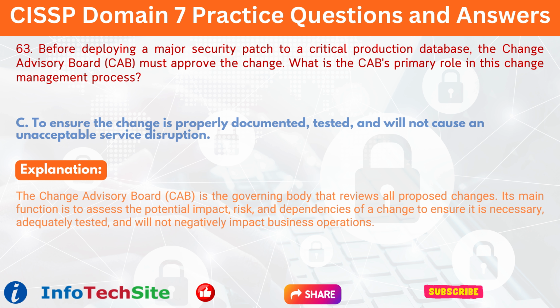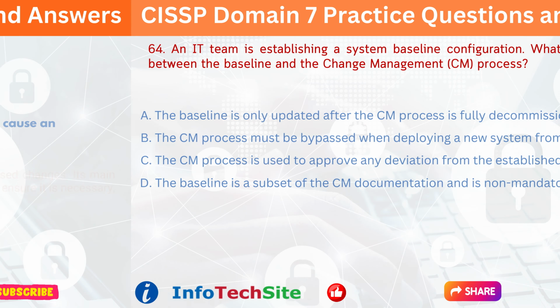The correct answer is C. To ensure the change is properly documented, tested, and will not cause an unacceptable service disruption. Explanation. The Change Advisory Board, CAB, is the governing body that reviews all proposed changes. Its main function is to assess the potential impact, risk, and dependencies of a change to ensure it is necessary, adequately tested, and will not negatively impact business operations.